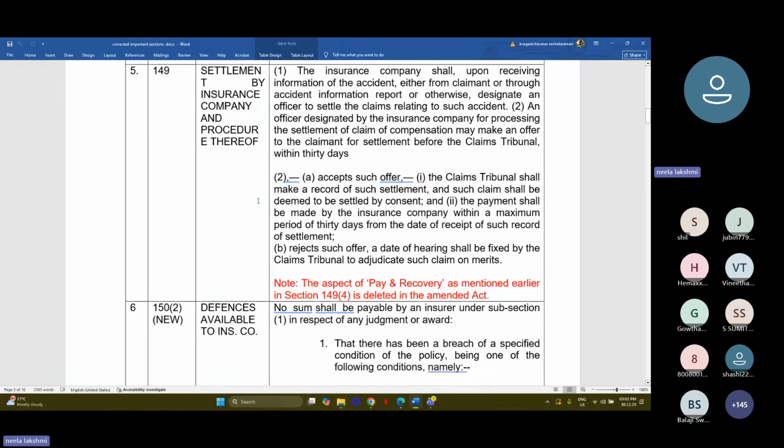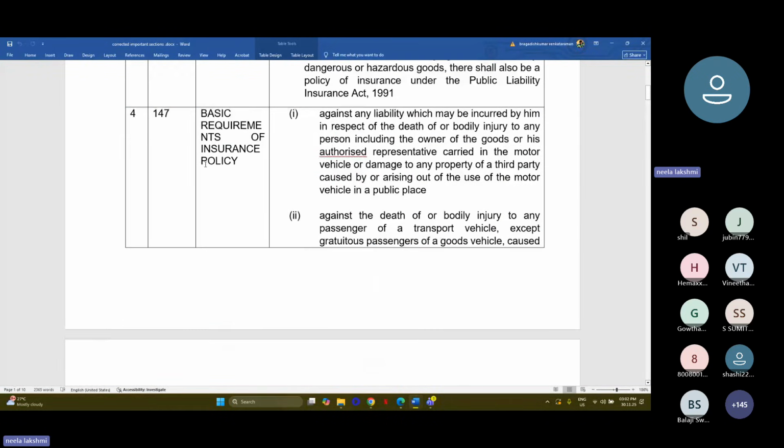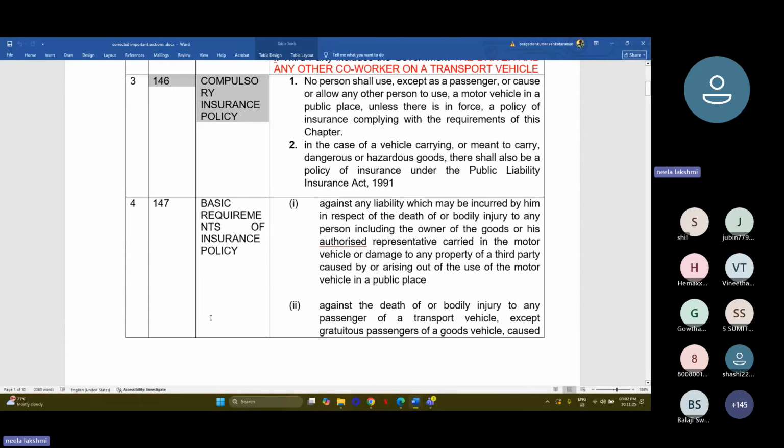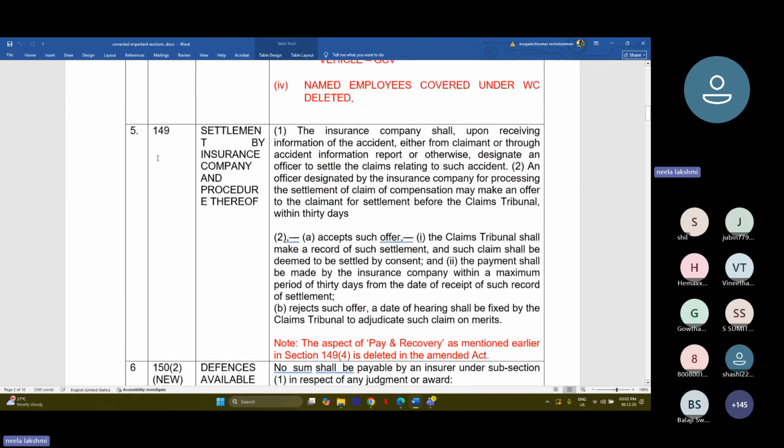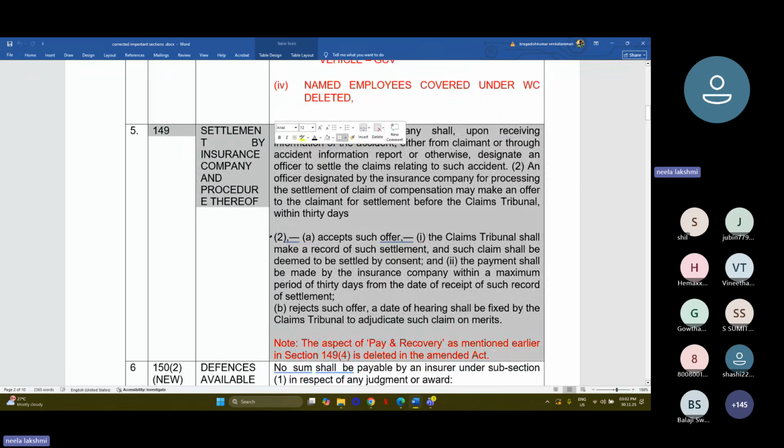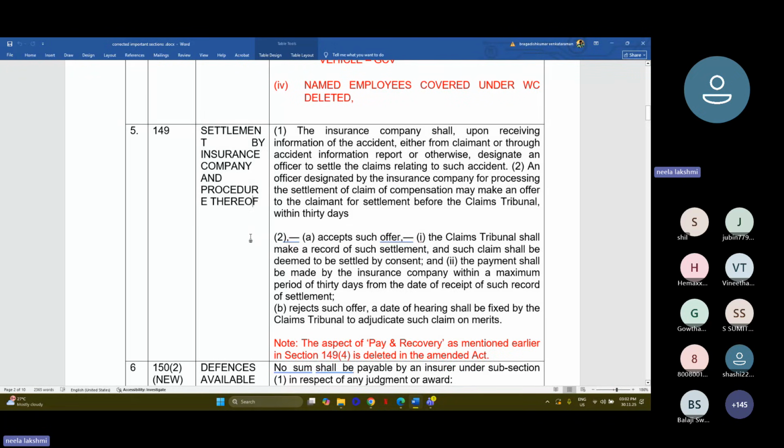Okay. Next one, 146 is compulsory insurance, a very important section. 147, who are all the persons to be covered by the insurance policy, is described in section 147. This is another very, very important section, with major changes happening in this section. Section 149. We shall see some PPT to understand this section more effectively.